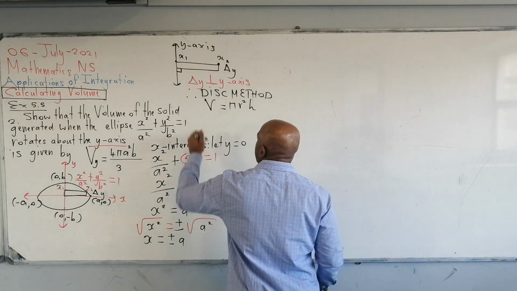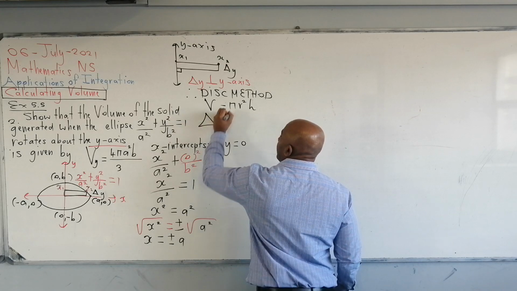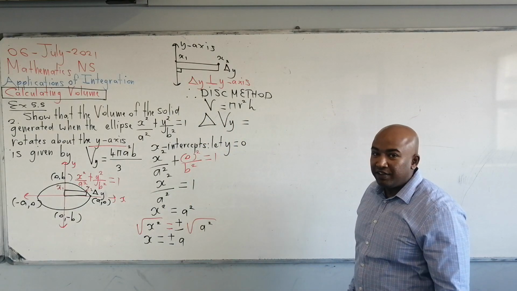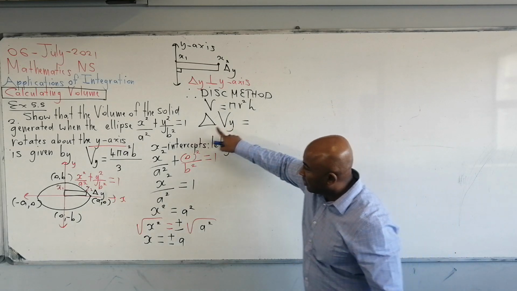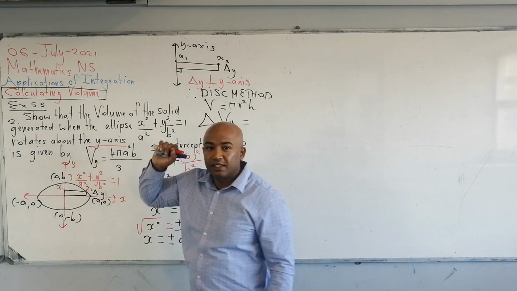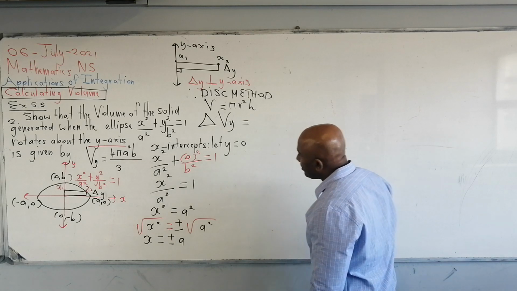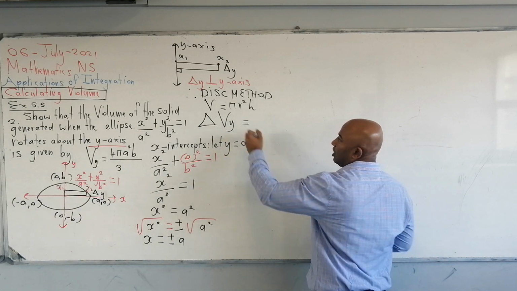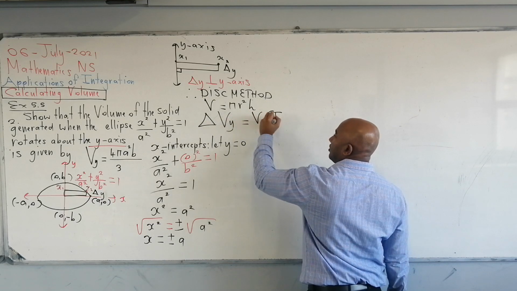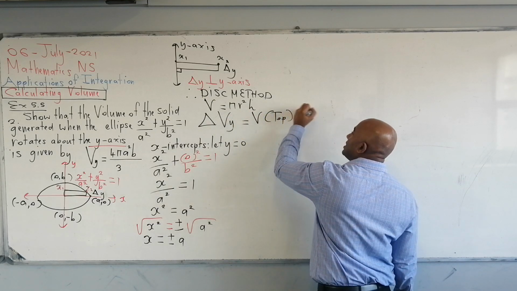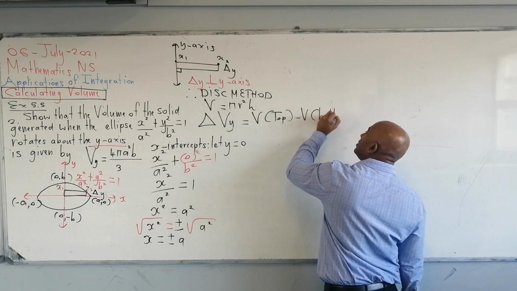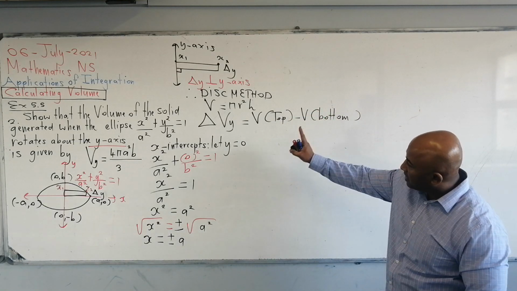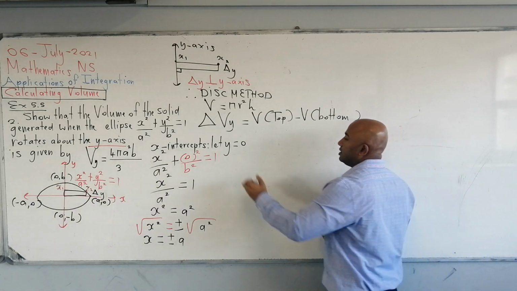So let's write this down. Delta V y. Where did I get this y from? From the question, that is the axis of rotation. We know it's going to be volume of the top graph minus volume of the bottom graph. So it's going to be volume of the top minus volume of the bottom. Always. Whether it's one graph or two graphs, it's best to write it down this way.